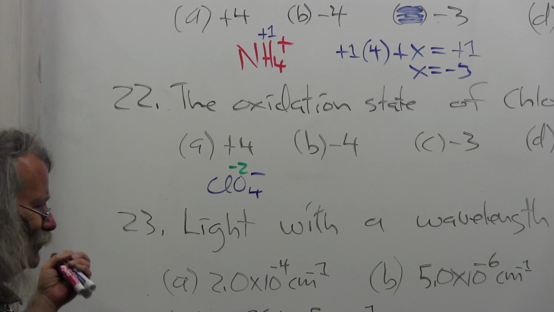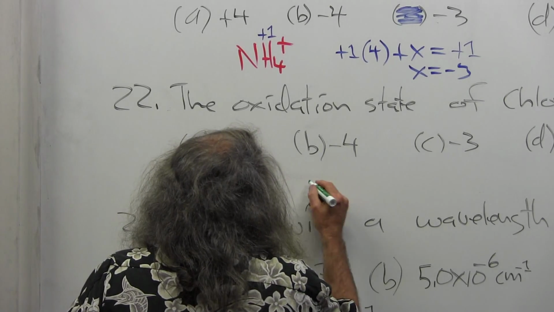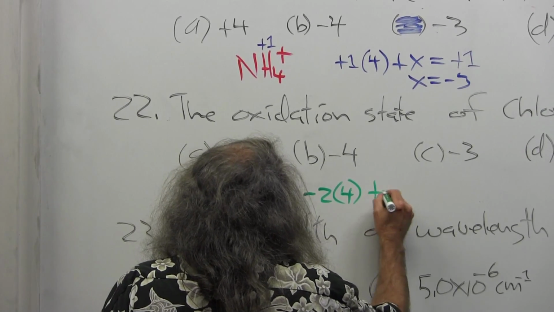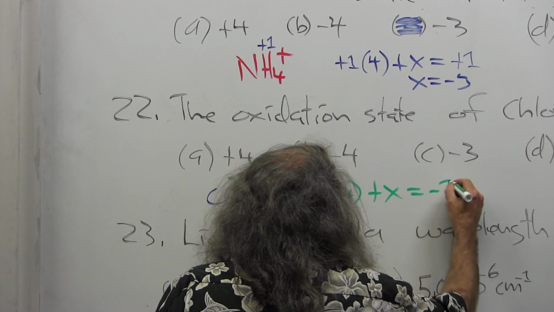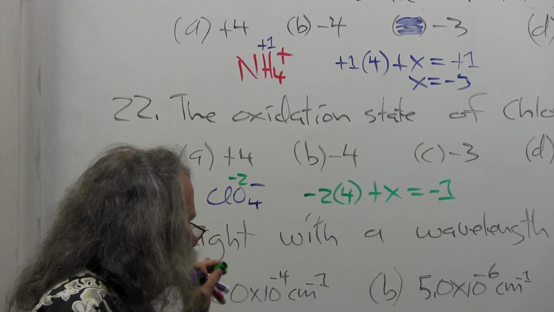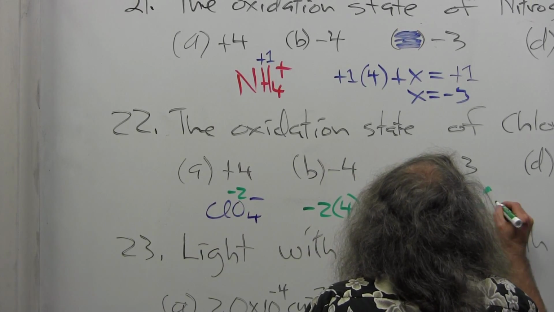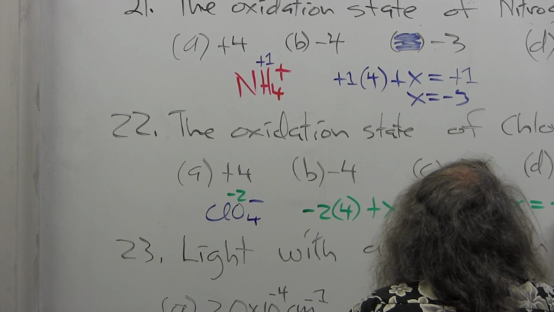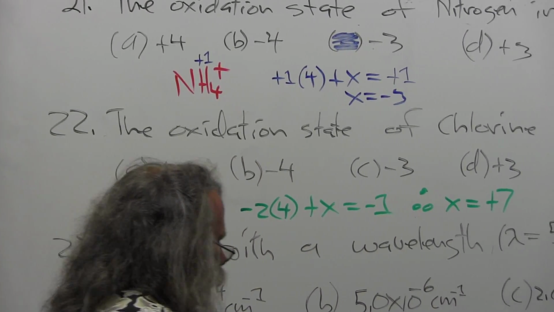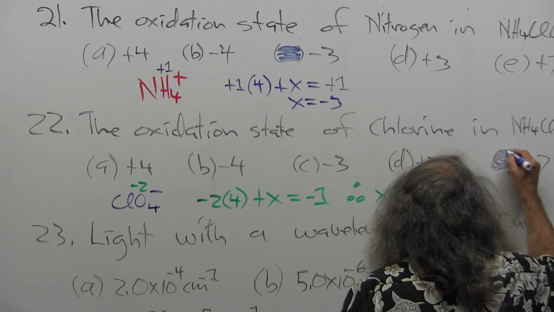You can do this with practice visually, but let's work it out just for fun anyway. So I have -2 times 4 plus x has to be equal to -1 in this case. Well, -2 times 4 is -8, so I add 8 to both sides, and that gives me, therefore, x equals plus 7. And that is option number E, which you will fill out on your Scantron.